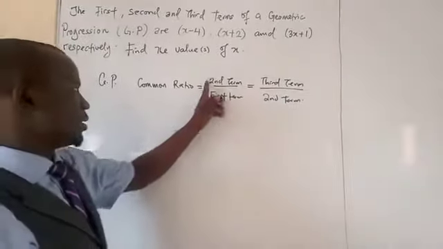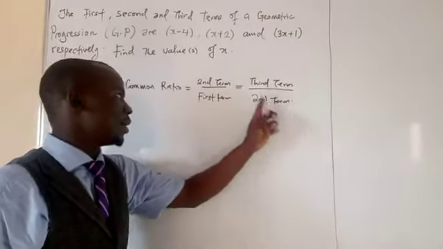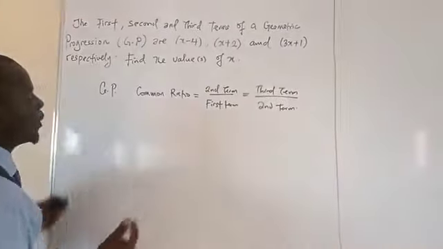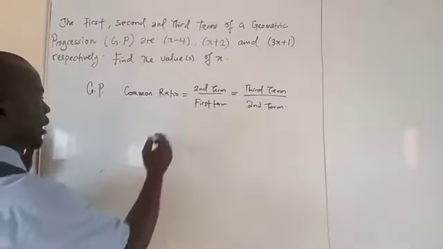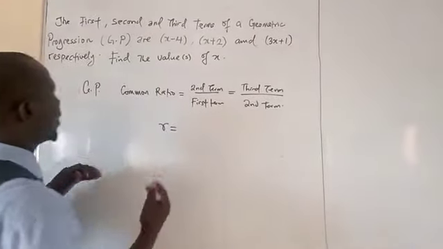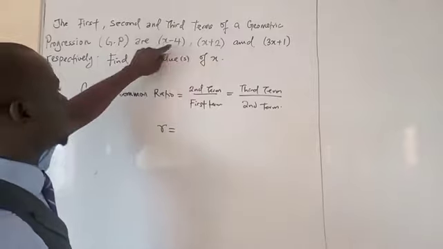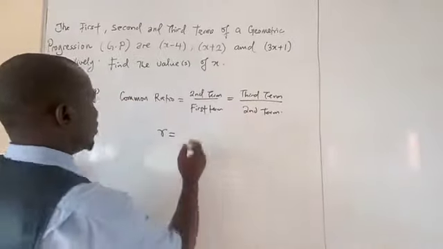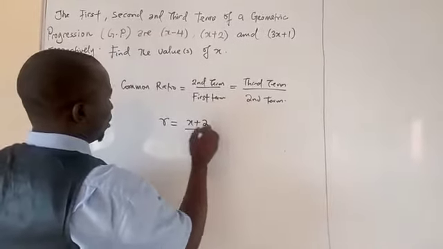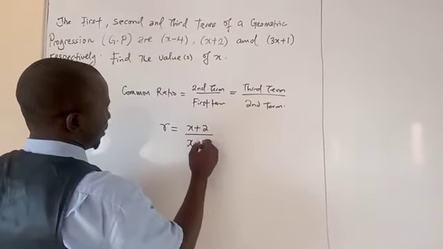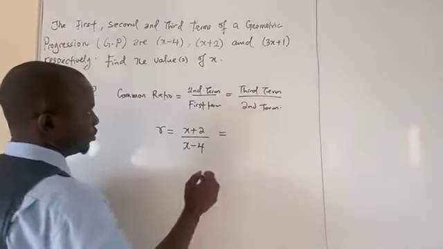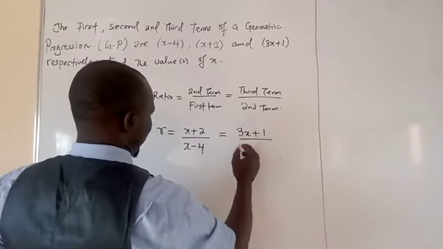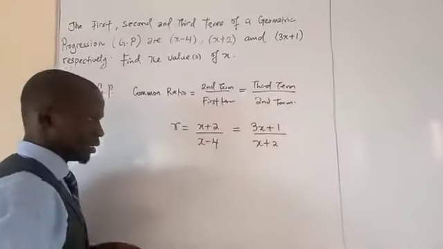Don't worry, bear with me. You see me using 2 and 2 here, they are all the same thing. So when we're talking about this relation, it means r, which is the common ratio, is equal to, the first term here is x minus 4, but we're not after the first term first. We're after the second term. So we have x plus 2 all over x minus 4 is equivalent to the third term, which is 3x plus 1 all over x plus 2, which is the second term.